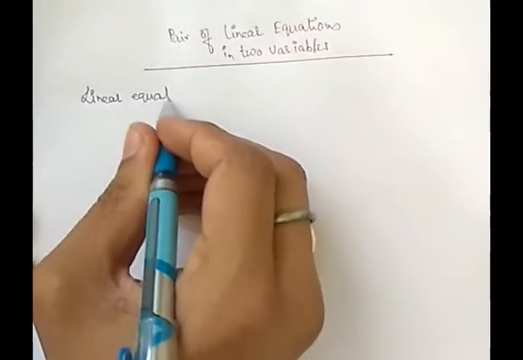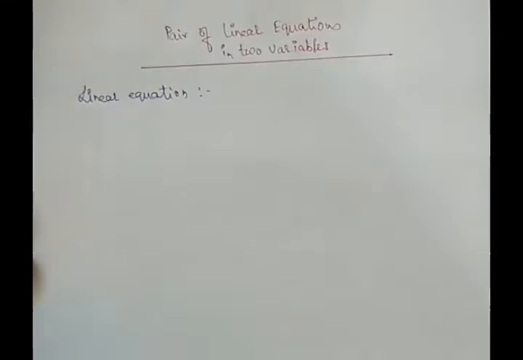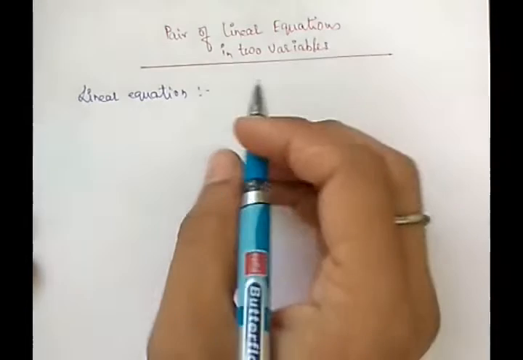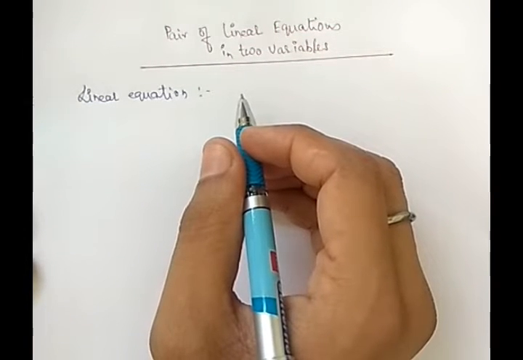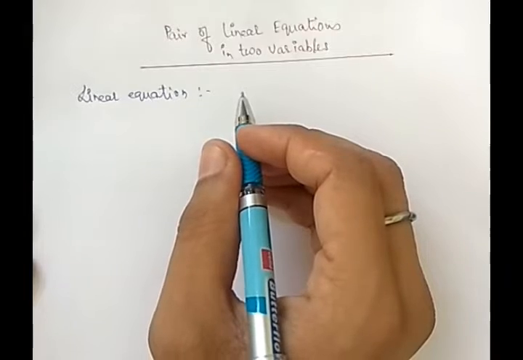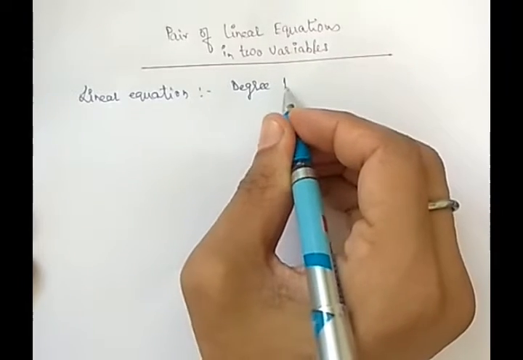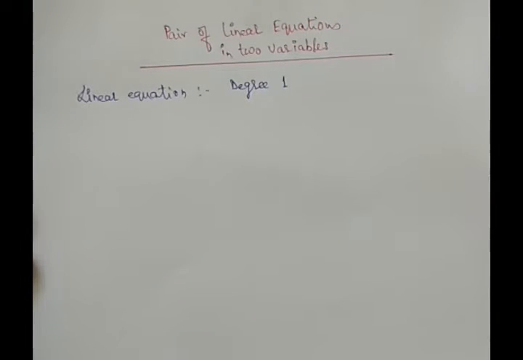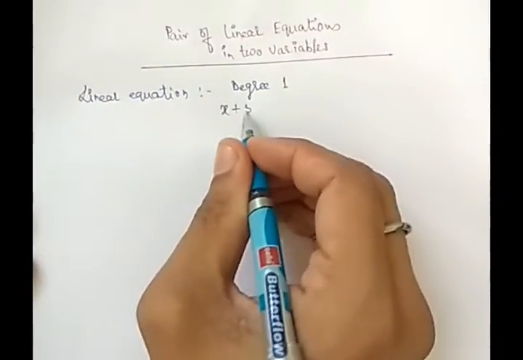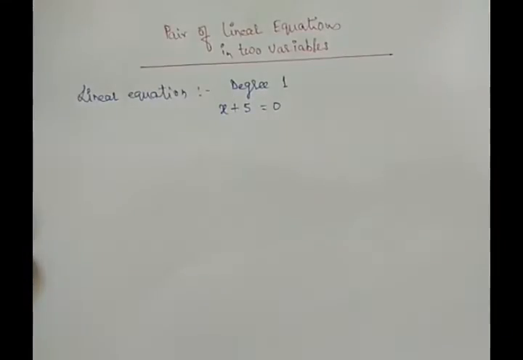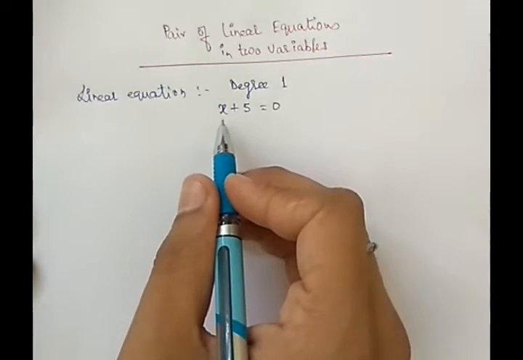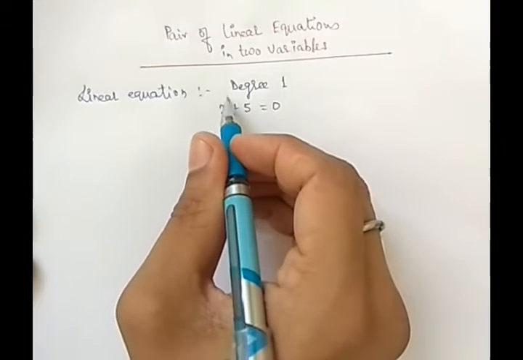Linear equation. This thing we have studied in the class 9th standard, that the equation whose degree is 1 is known as the linear equation. Degree 1. Linear equation is that equation whose degree is 1. So we will take one example for the linear equation. Let's say x plus 5 is equal to 0. Here x is the variable and the degree is 1 here.